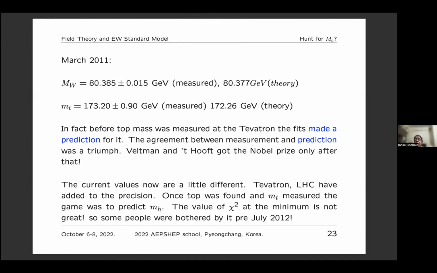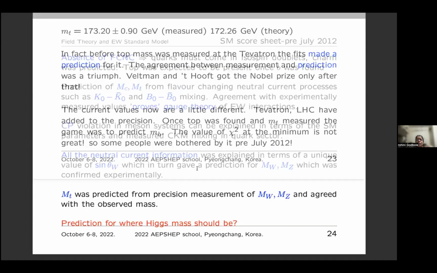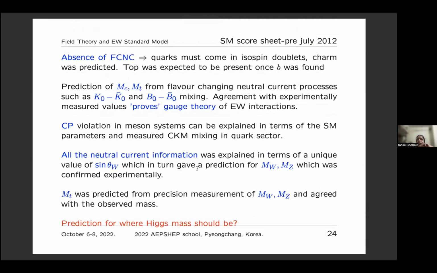And indeed, the value of chi-square at the minimum was actually not so small. So let me show you that in the next few slides. And people were bothered in July 2012. So before I go to that, I want to take a scoresheet of the standard model pre-July 2012. All of us know what happened in July 2012. That is why I'm focusing on what happened in 2011 and pre-July 2012.